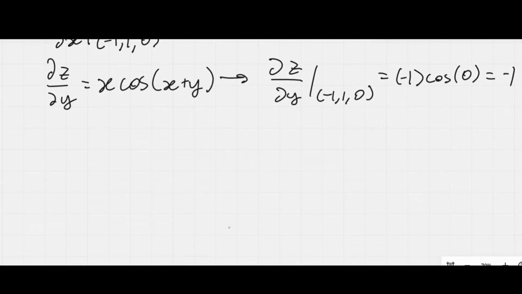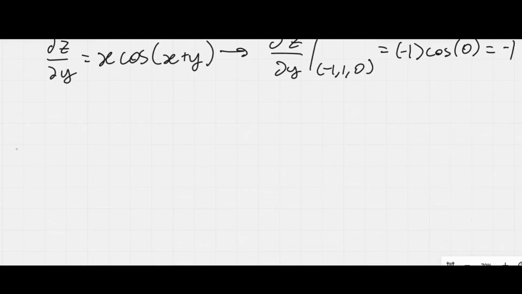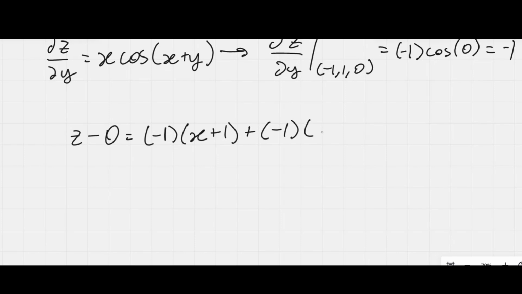Now we have to summarize it into a general equation for a tangent plane. We use the z value at the given point, so the z value is 0. z minus 0 is going to be equal to negative 1 times (x plus 1), because the x-coordinate is negative 1, and so x minus negative 1 is x plus 1, plus negative 1 times (y minus 1). The value for the y-coordinate we're using is 1.